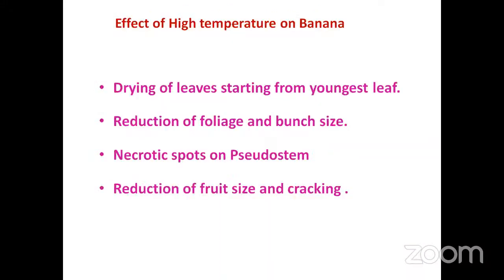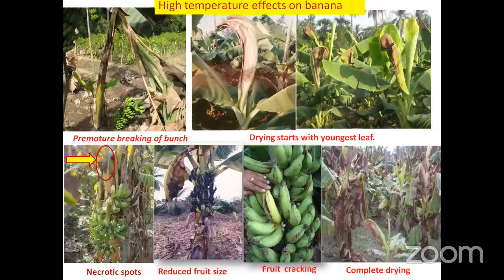Coming to the effect of high temperatures in banana, when the temperatures cross 38 degrees centigrade, slowly we can observe the high temperature effects, starting from drying of the leaves from the youngest leaves, that is the unopened leaf, reduction of foliage and also bunch size. Necrotic spots are seen on the pseudostem, and reduction of fruit size and fruit cracking is also observed in some cases. These are the photographs where we can see premature breaking of bunch, and the drying starting with the youngest leaf, and necrotic spots on the bunch stalk. Here we can see the reduced fruit size.